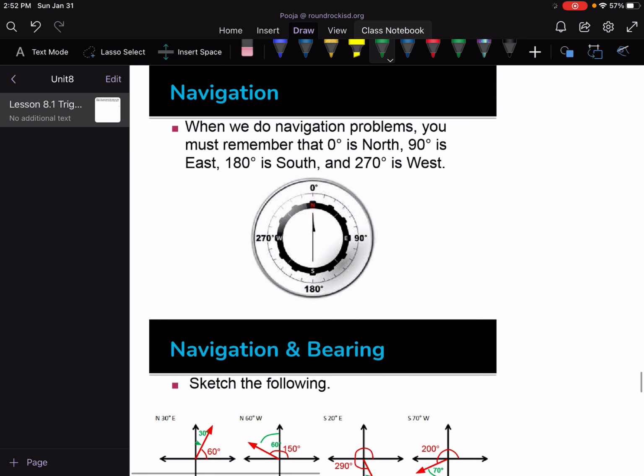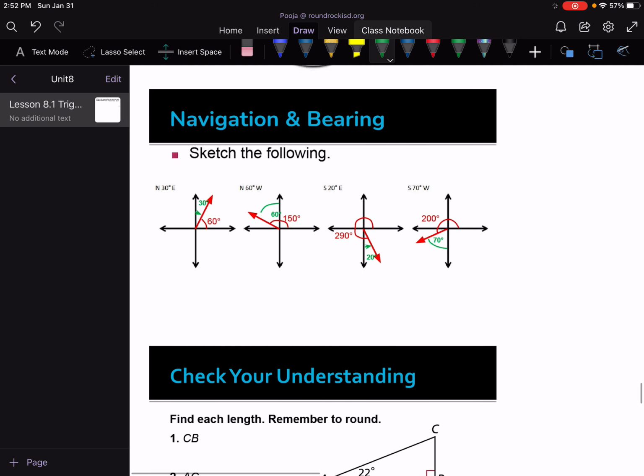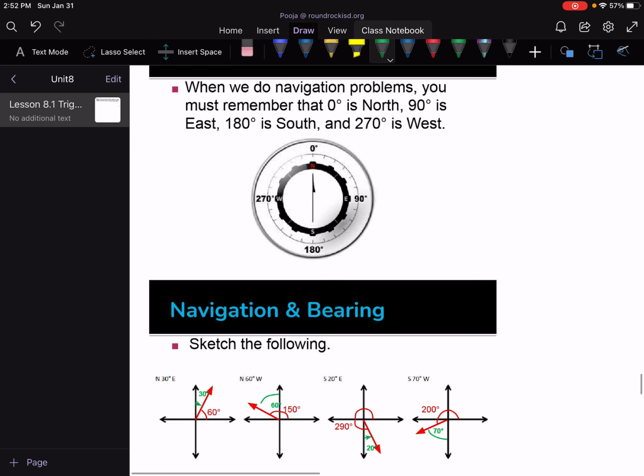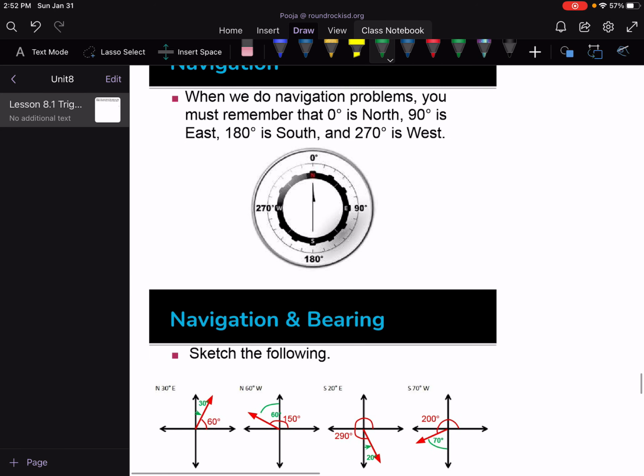Navigation, just something to know. Make sure you go over these notes. This is just 2 slides and it's super easy. In navigation, north is considered to be 0 degrees. North is 0, east is 90, south is 180, and west is 270, unlike the coordinate plane where we go 0, 90, and all that stuff. So just keep in mind this is the other way around.